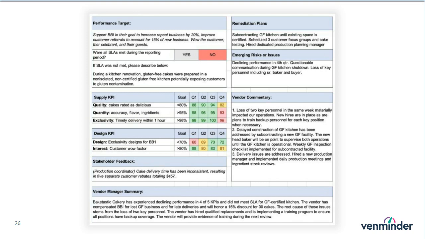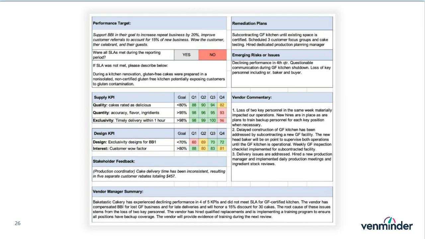The first one is that there was apparently a problem with the gluten-free kitchen, so they're subcontracting another kitchen until the existing one is certified. And they've also scheduled 3 customer focus groups and cake tasting, maybe to talk about that wow factor. And they also have a dedicated production planning manager that can probably help with some of those delivery issues that are popping up.